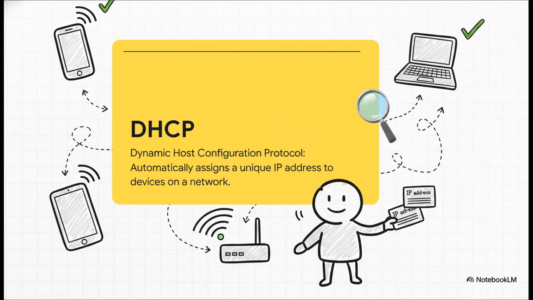Speaking of those IP addresses, how does your phone or your laptop even get one in the first place? Well, that's thanks to DHCP, the Dynamic Host Configuration Protocol. You can think of it as the friendly gatekeeper on a network that automatically hands out a unique address to every single device that connects.